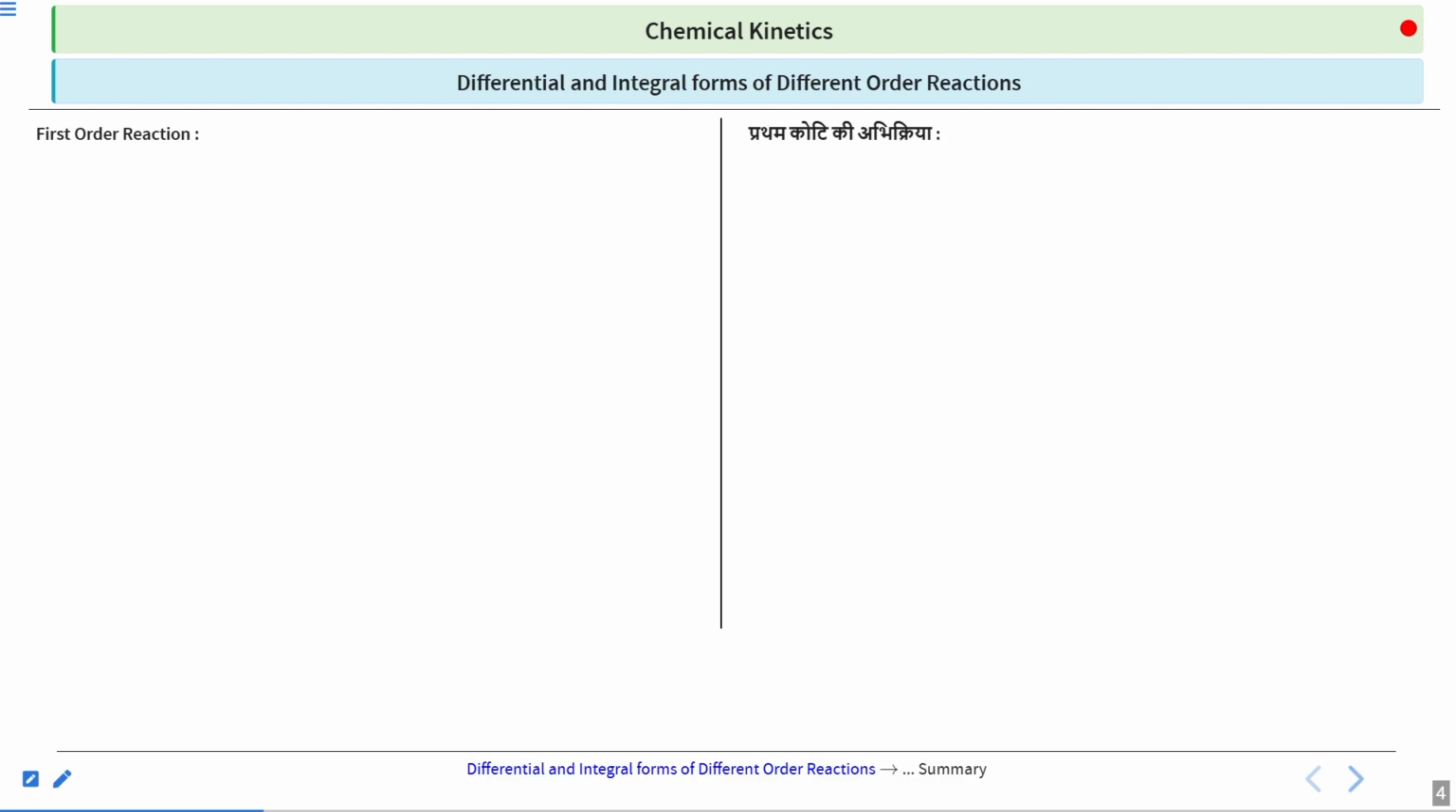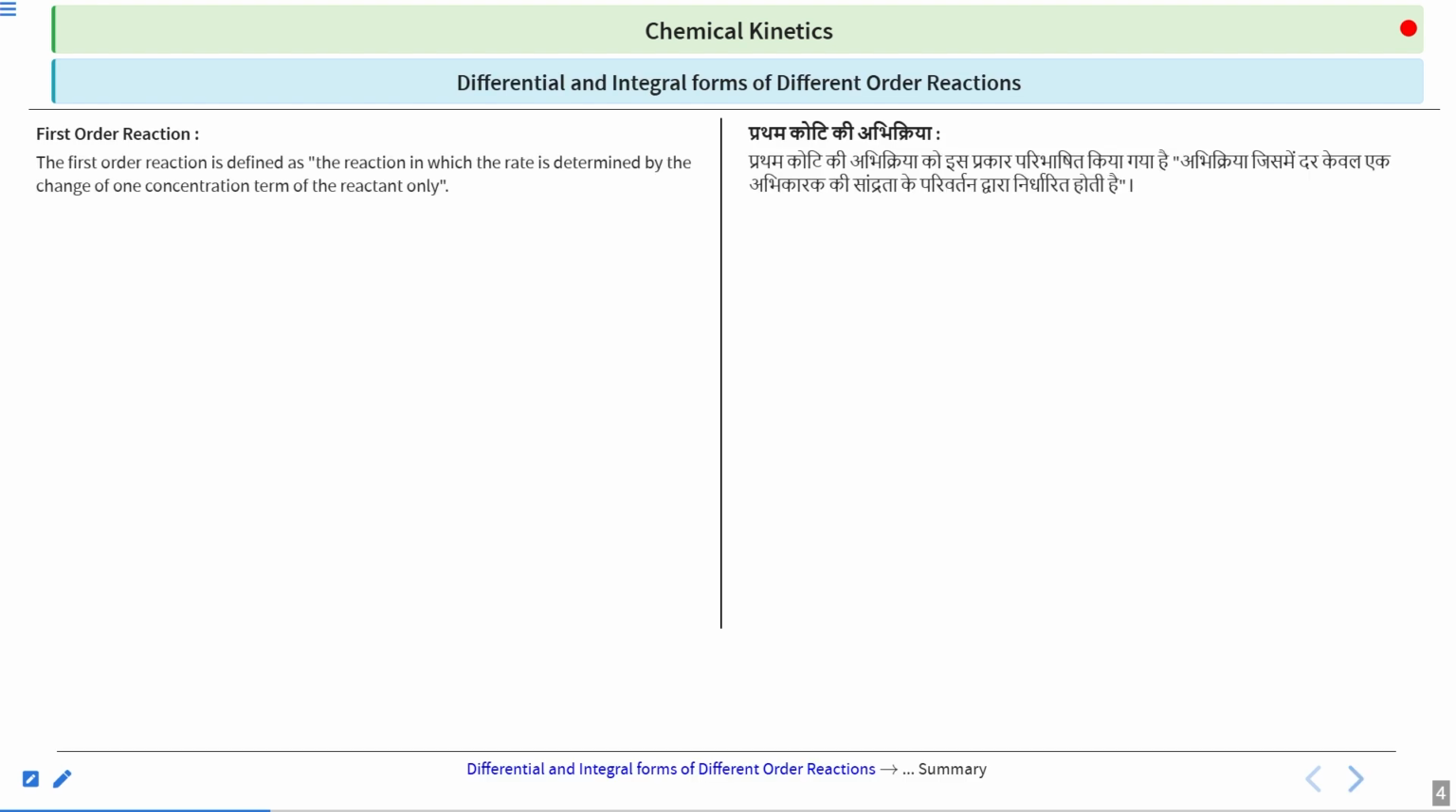So for first order reaction, the first order reaction is defined as the reaction in which the rate is determined by the change of concentration term of the reactant only. So basically in the rate law, the power given to the reactant concentration is 1. Consider a first order reaction going from R to P. Then we can write rate is equal to the change in concentration of reactant by change in time, with a negative sign to keep the rate of reaction a positive value.